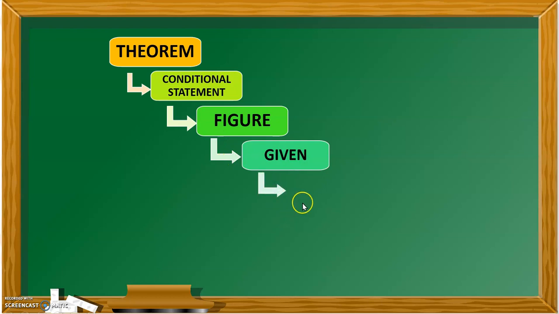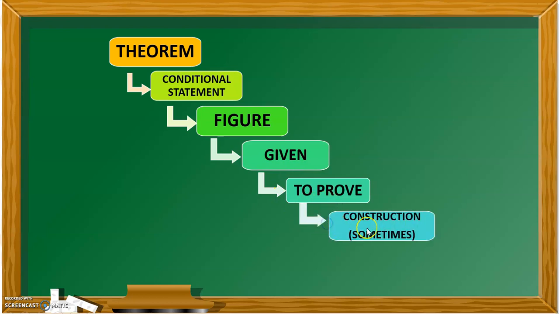After writing the given, you will have to write what is to be proved, that is, to prove. And then in some cases you will have to write the construction. You may have to construct some segments. This happens in some proofs. And lastly you will write your logical argument which is called the proof.